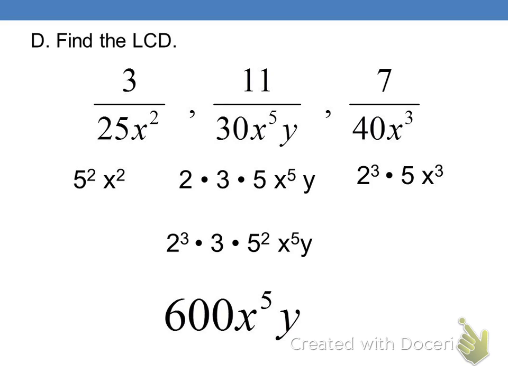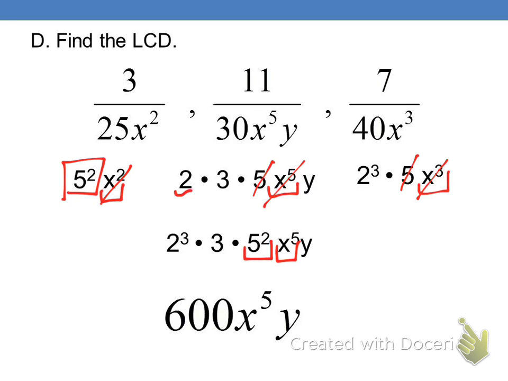Now, each piece needs to be represented in the common denominator. Okay? So I'm just going to go piece by piece. Do you see the 5 squared? That needs to be there. But that covers all the other 5's too. Okay? Do you see x's? Okay, which exponent is the largest? X to the 5th. And that covers all the x's.